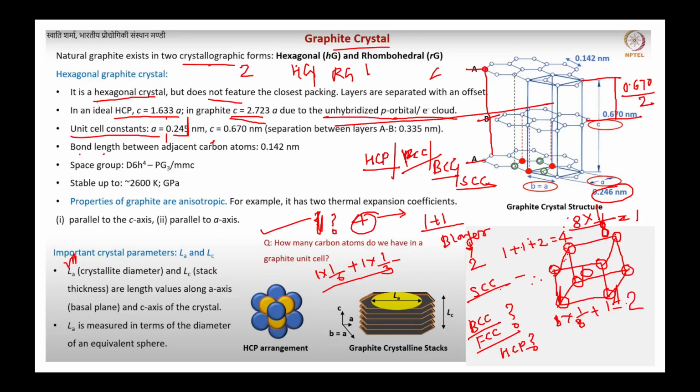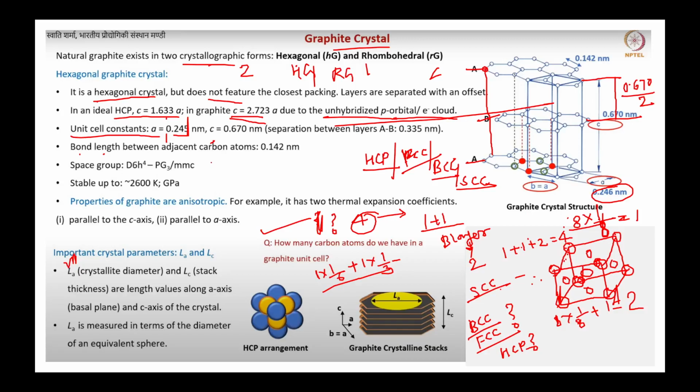So sir, in BCC, how many atoms are there? 2. Now in BCC unit cell 2, now we will go on FCC. So in FCC, what will be there? Here, here, here, here, and one front and again back. So what will it be?